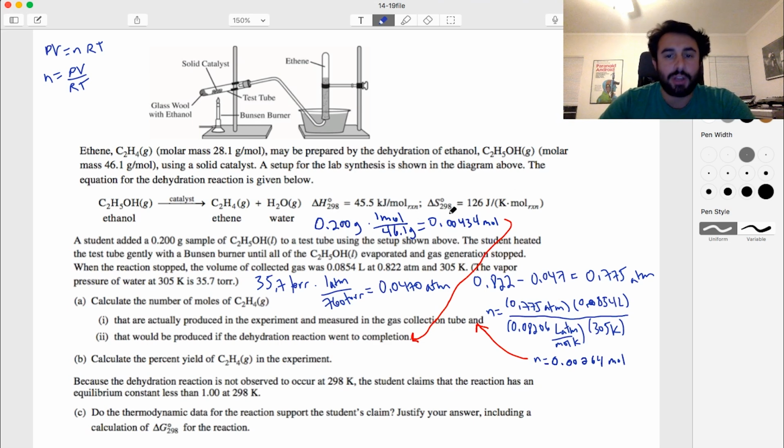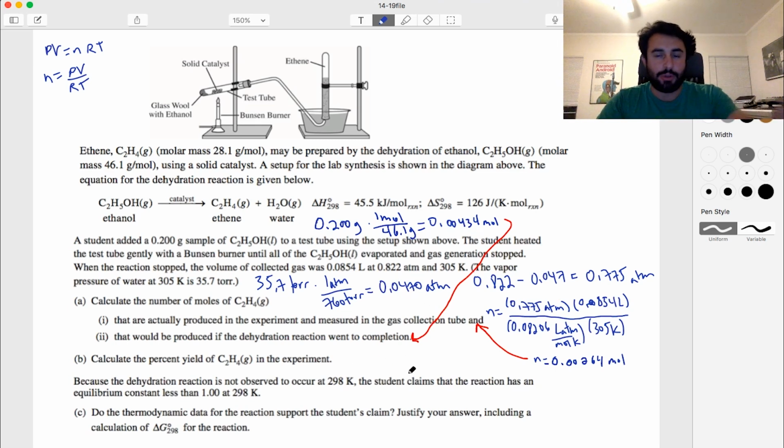So that's the moles of ethanol, and if every mole of ethanol made a mole of ethene, it's the same number, right? So we didn't have to do anything more with this number. We just took the grams of ethanol and figured out how many moles that is, and if all of that reacted, we should get that same number of moles of ethene. So that's the theoretical yield, right? If everything went perfectly.